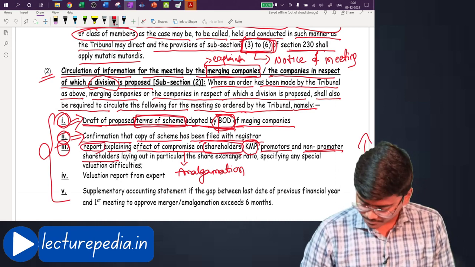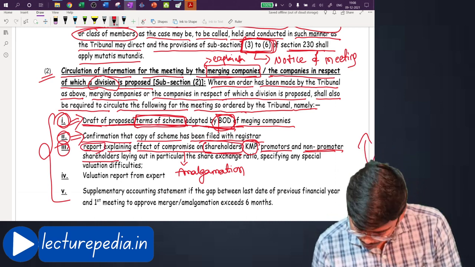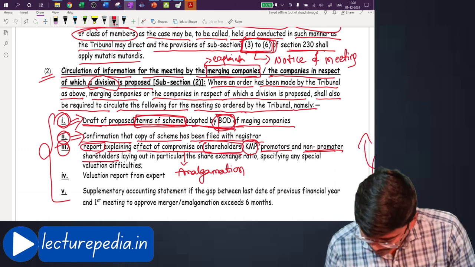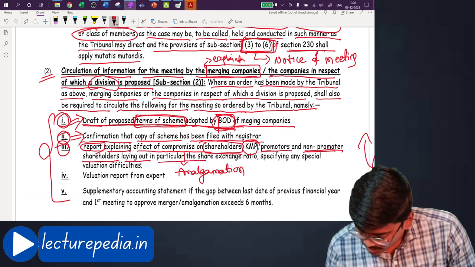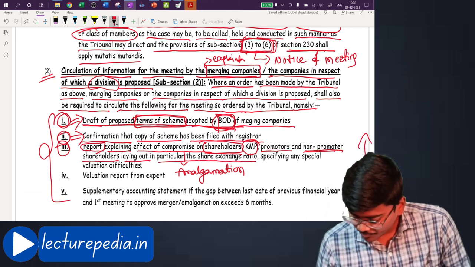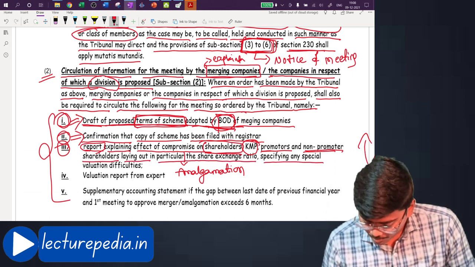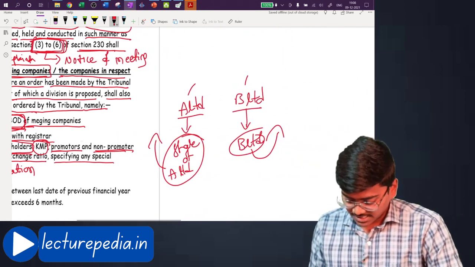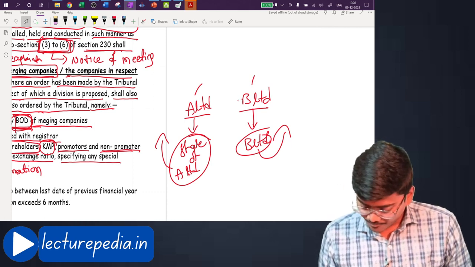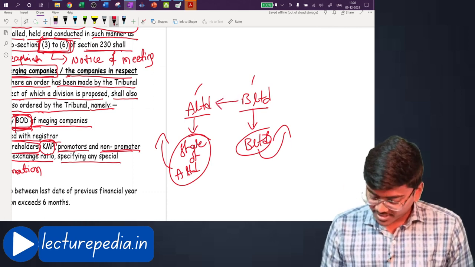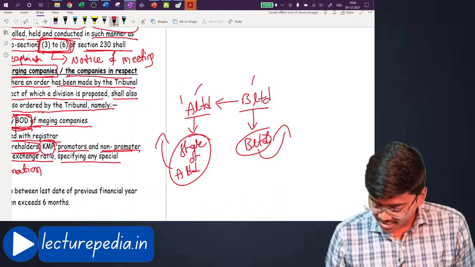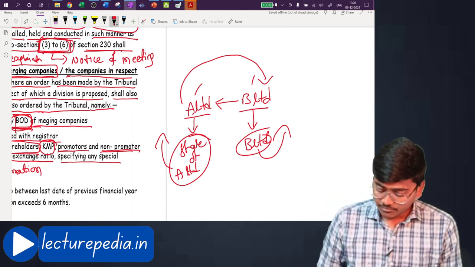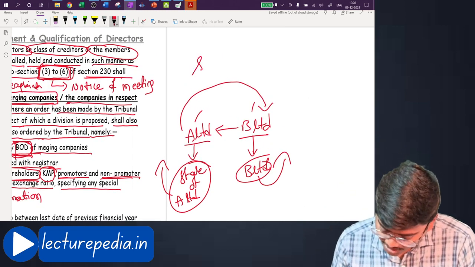Okay, and also this report should specifically lay out particulars regarding the share exchange ratio, specifying any special valuation difficulties. See, we are saying that A Limited is taking over B Limited. While taking over B Limited, A Limited will issue its shares to B Limited. While issuing, they will issue as per the share exchange ratio.